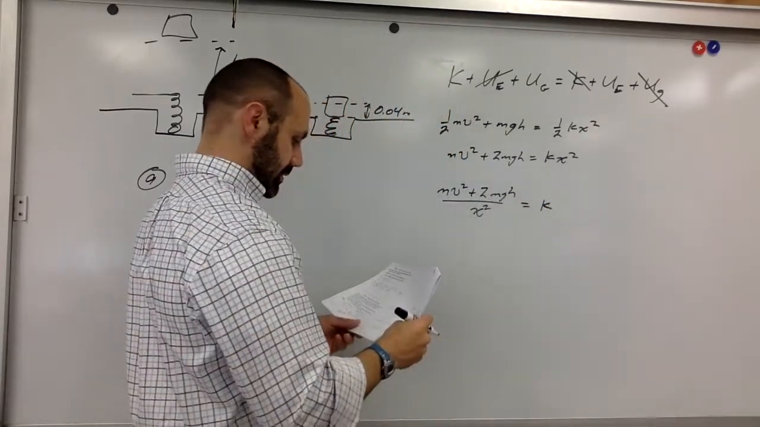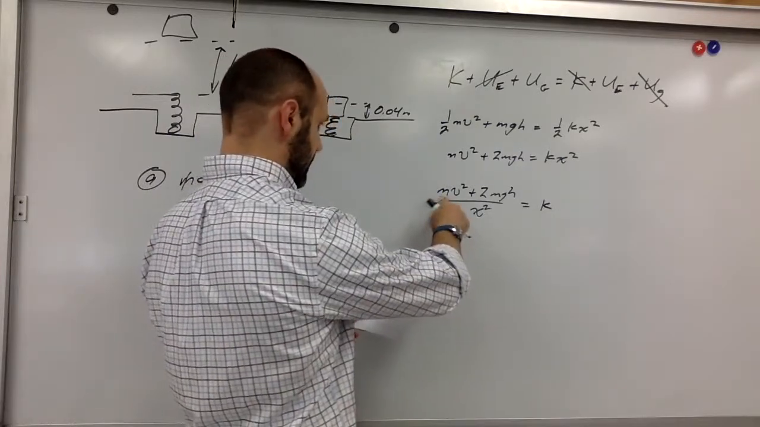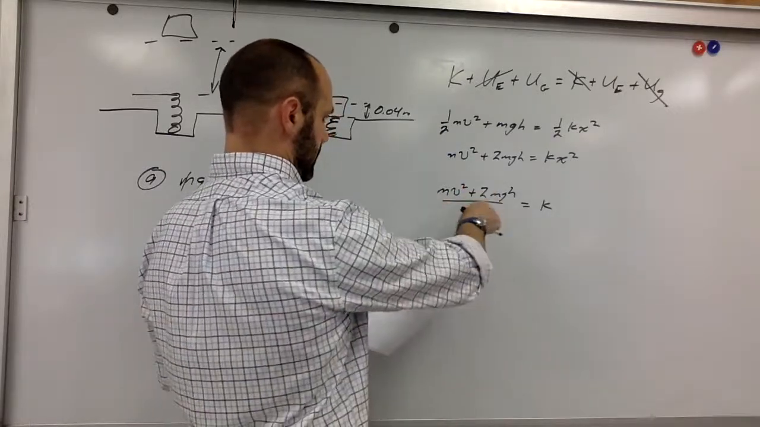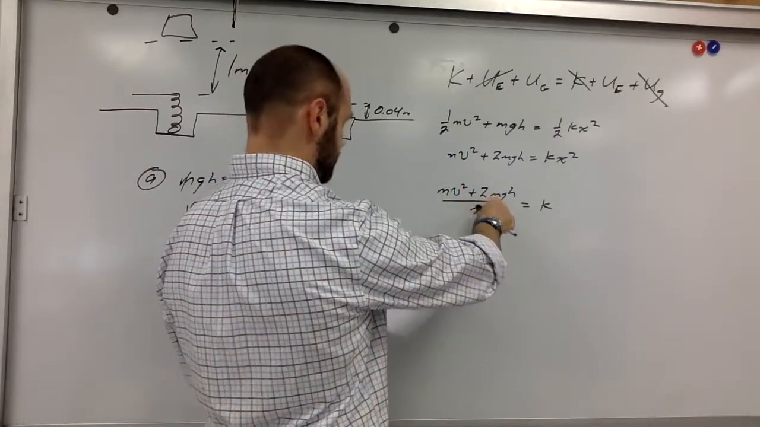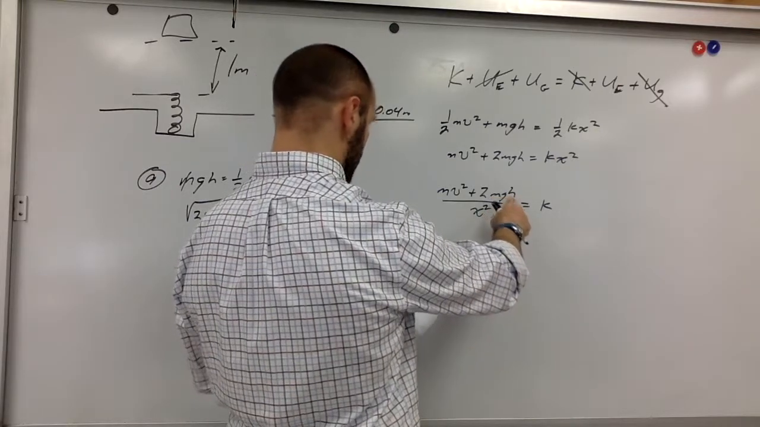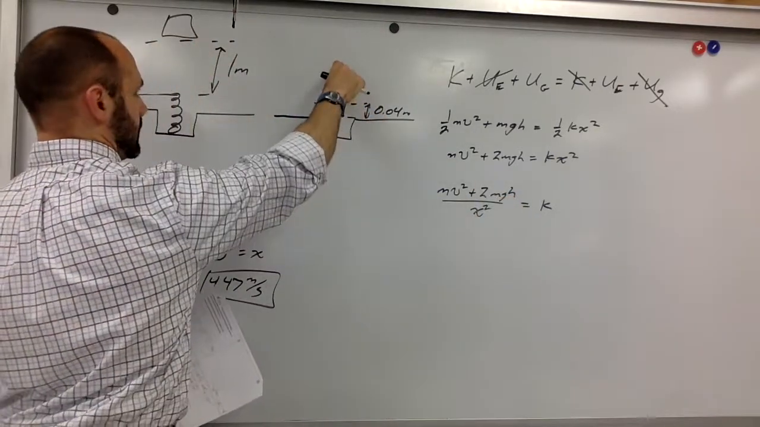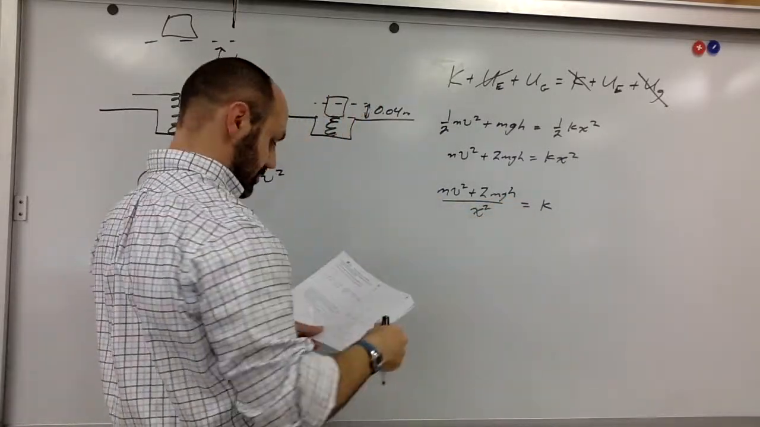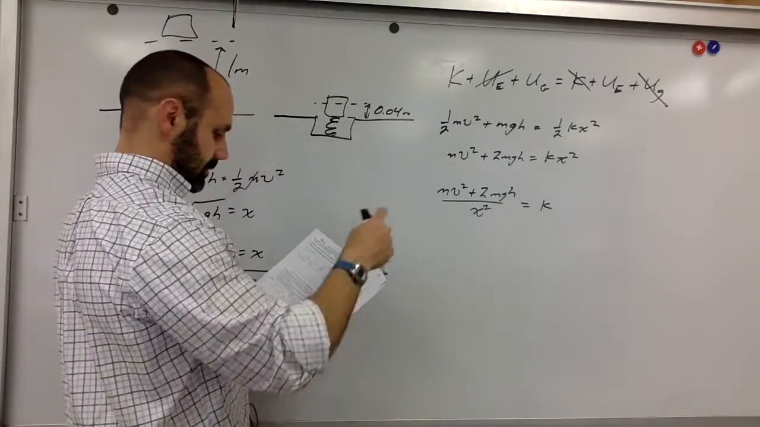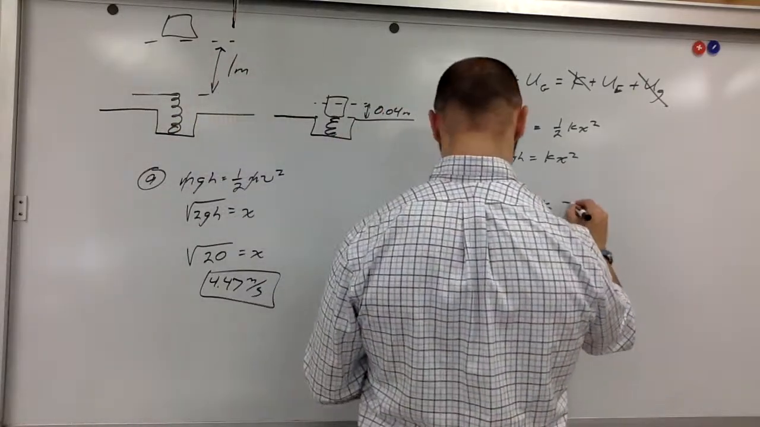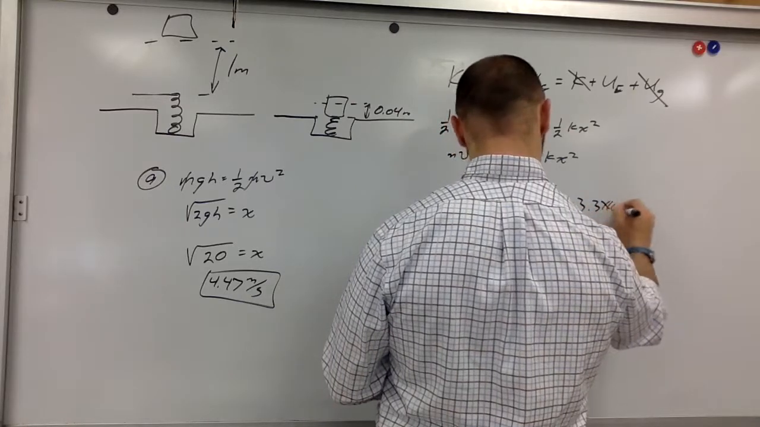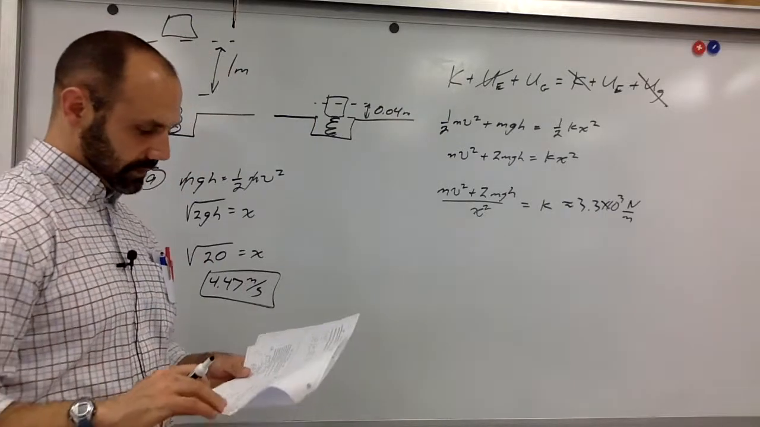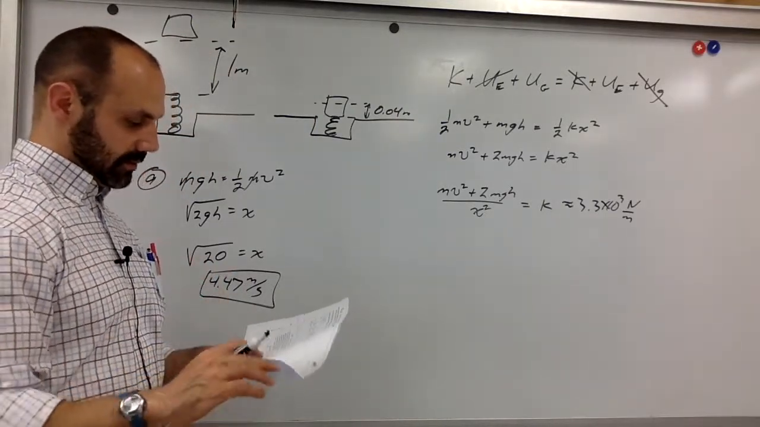I plug in my numbers here. M is 0.25. This is going to be 20 total, right? The square root of 20. 2, m again, 0.25. G is 10. H we can use as 0.04 because we're talking about this height now, right? As it's hitting the spring, so 0.04. And then x squared is also 0.04. And you square that, and it ends up coming out to about 3.3 times 10 to the third newtons per meter.